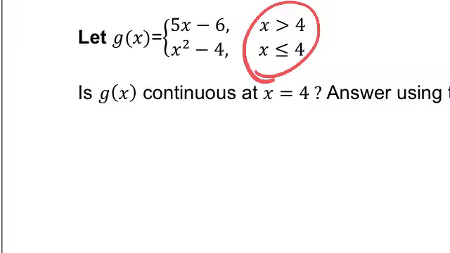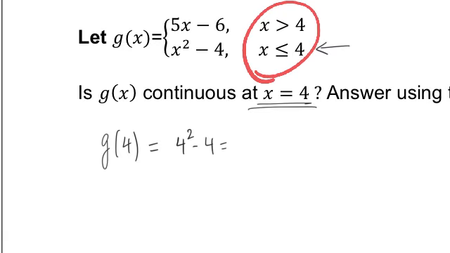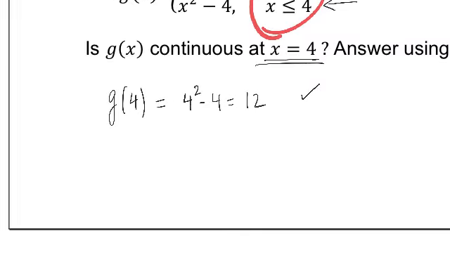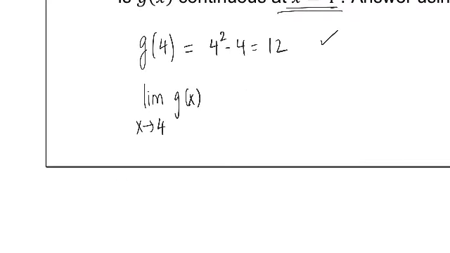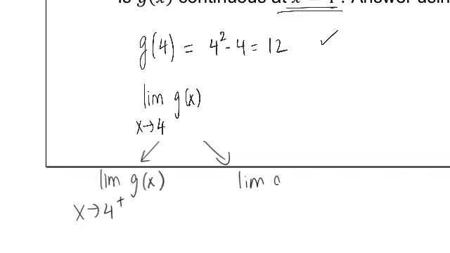So let's check the three-part definition of continuity here in example 5. First thing is we're being asked at x is equal to 4. So g of 4, does it exist? Well, this is the rule that I need to use for that. So I go 4 squared minus 4, or 12. So g of 4 does exist. Check on that. Let's check whether the limit of g as x approaches 4 exists. And this being a piecewise function, that leads me to check what the limit is as I approach from the right, and what it is when I approach from the left.